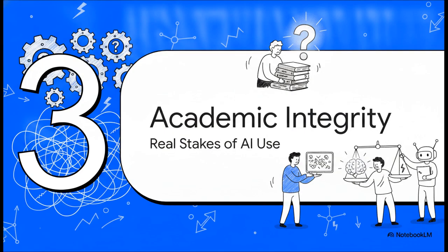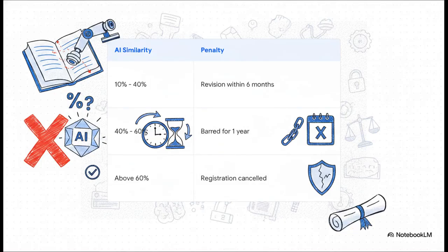All right, part 3, academic integrity and AI rules. Okay, so the stakes here are incredibly high. Just look at the stark reality of the revised guidelines from the University Grants Commission. Unacknowledged AI-generated content is now treated exactly like plagiarism. If an AI similarity check flags 10 to 40% of your thesis, it gets returned for a 6-month revision. What if it's 40 to 60%? You are barred from submitting for a full year. And if you exceed 60%, your entire PhD registration may literally be canceled. The core content absolutely must be yours.